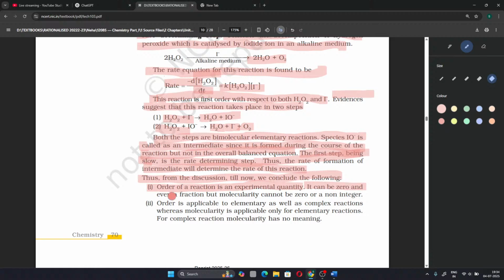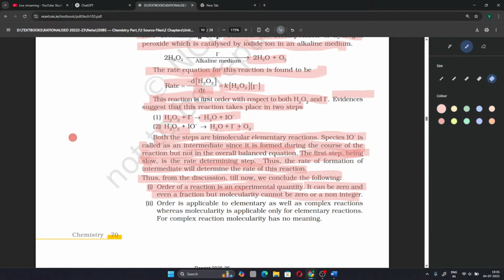It can be 0 and even a fraction, but molecularity cannot be 0 or a non-integer. Basically, it means that order of a reaction is experimentally found out and it can be 0, 1, fractions, etc. But molecularity cannot be 0 or a fraction. This is because when it is 0, there is no molecule, there is no collision, there is no reaction. So it cannot be 0.